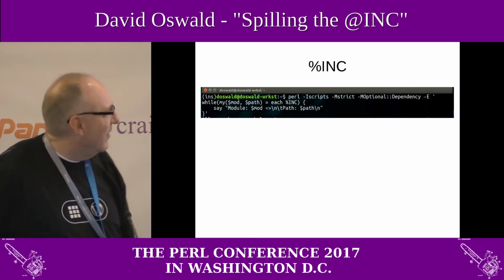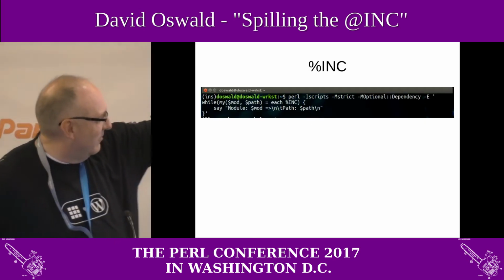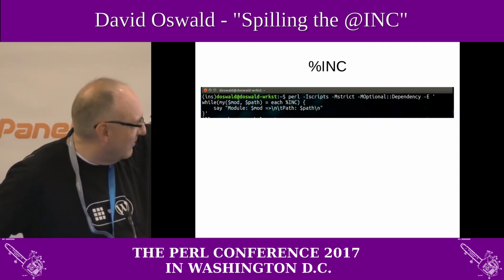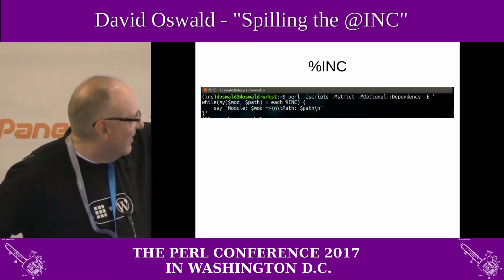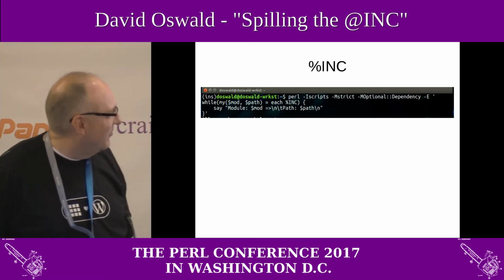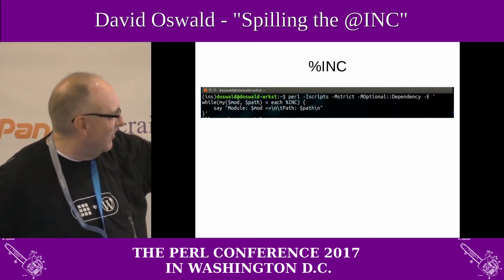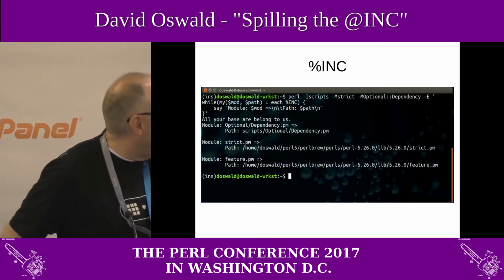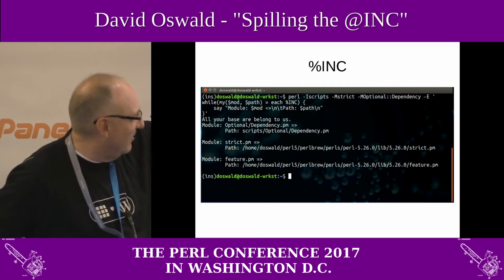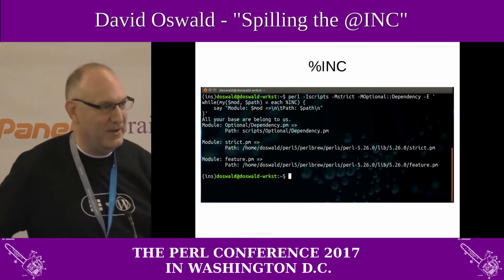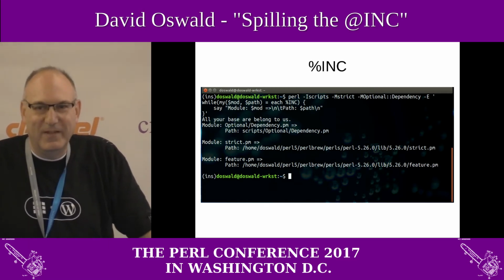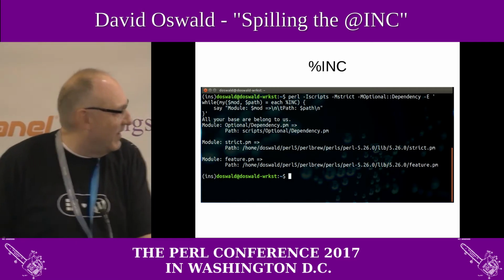And here I'm using a local lib called scripts, and I'm using strict, and I'm using optional dependency, and then I'm going to say the name of the module and the path. And you can see that I'm getting my "all your base are belong to us" from OptionalDependency, which is in scripts/OptionalDependency.pm. So I use %INC occasionally when I want to know where I got a module from. It's kind of useful in that regard.